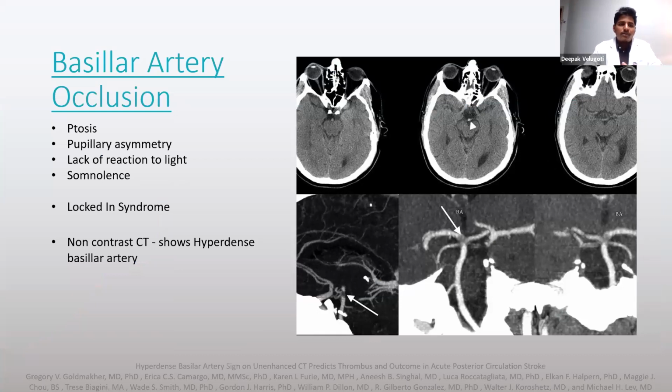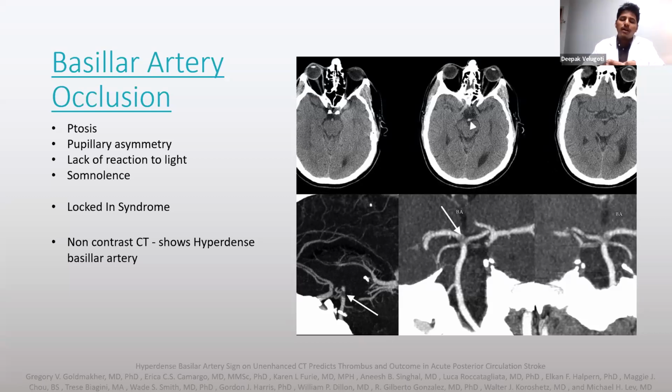In case of basilar artery occlusion, especially partial occlusion, the patient develops ptosis, pupillary asymmetry, lack of reaction to light, and somnolence. In some cases of complete basilar artery occlusion, the patient develops locked-in syndrome, which is a state of wakefulness and awareness with quadriplegia and paralysis of multiple cranial nerves. It makes the patient unable to speak, move, or communicate except with eye movement.